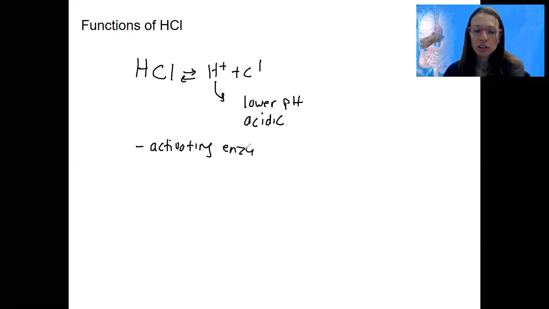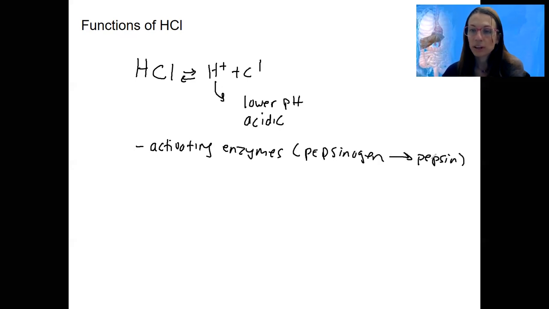So pepsinogen, we already saw that, is activated into pepsin, the active form that breaks down proteins, can cleave amino acid peptide bonds that put together amino acids. This is due to the acidic environment. It also kills bacteria.